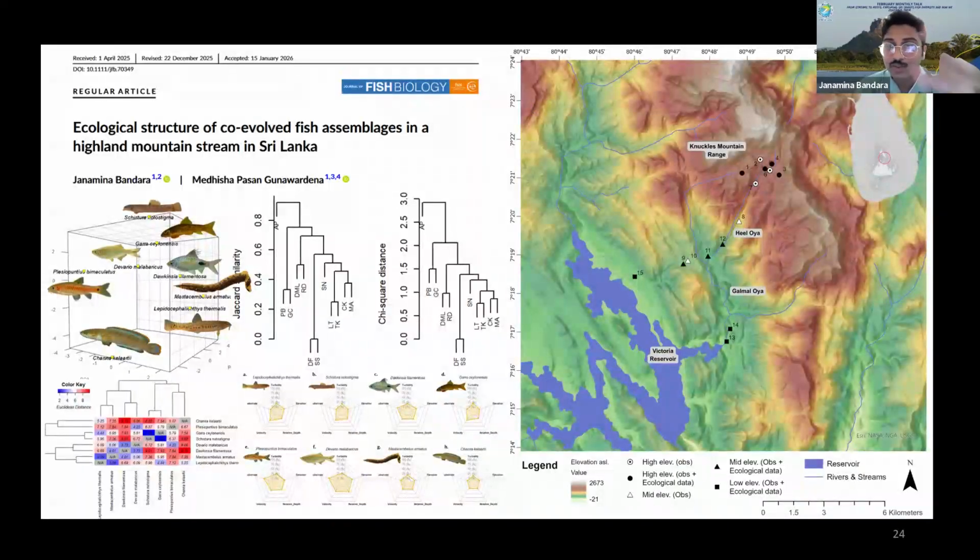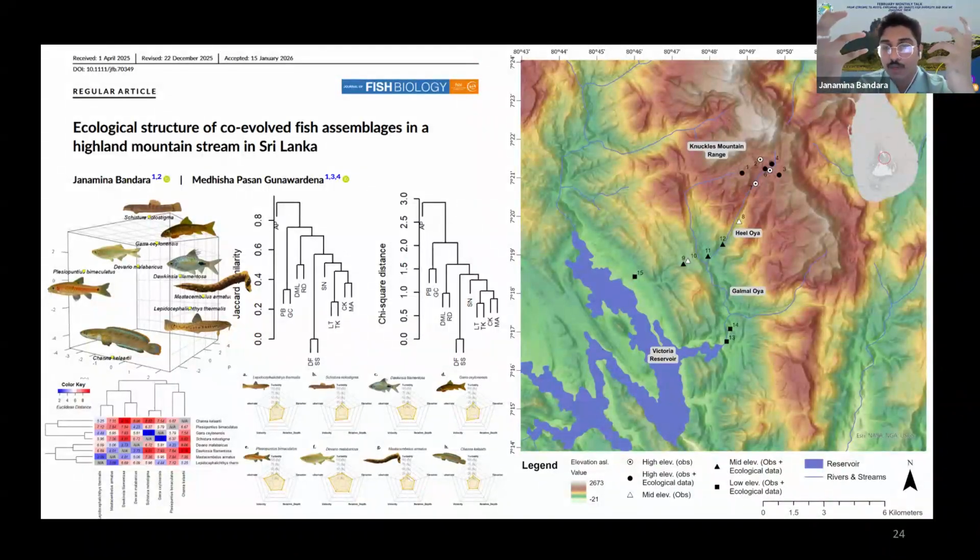So speaking of freshwaters, we have begun a paper series addressing some critical ecological questions about these fishes. And as the first step, our team has recently published a paper on the ecological structure and how these fishes are structured by environmental gradients.